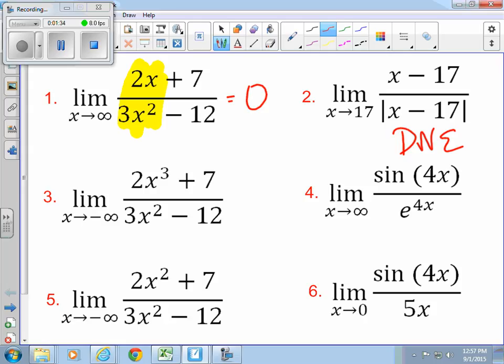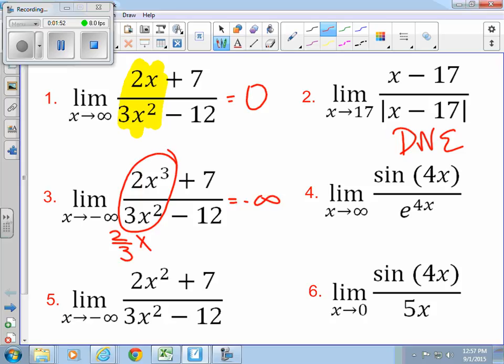Another infinity one, so I'm going to look at the leading terms. That does reduce to 2/3 times x. Does everyone agree with that? As x approaches negative infinity, what does that approach? Negative infinity.